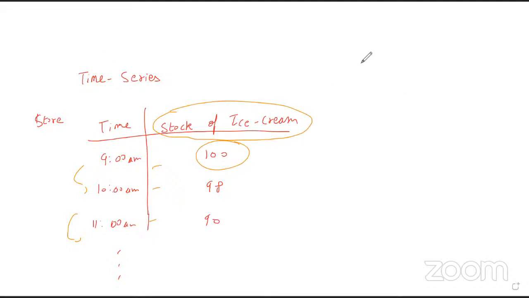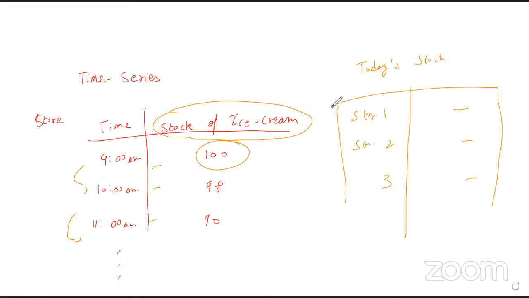Whereas if I talk about today's stock of ice cream at 10 stores, it would be store 1, this much, store 2, this much stock, store 3, this much stock, right? That would be cross-section, because at a given time I'm collecting the data of all the 10 stores.